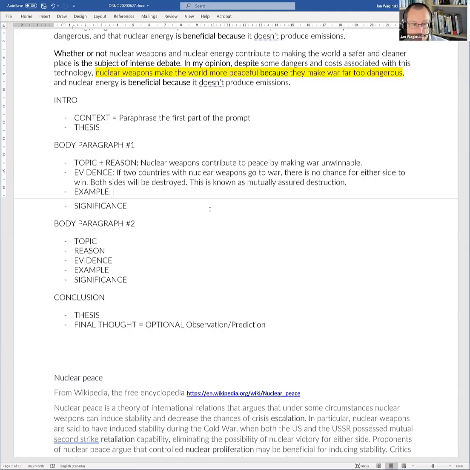Okay, so yeah, you could write that as your example. There's an even more simple one. So we talked about all the countries that have nuclear weapons. Have these countries attacked each other since that time?